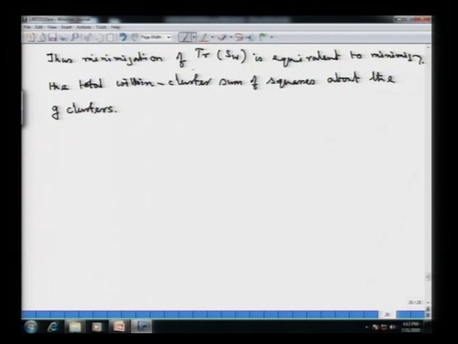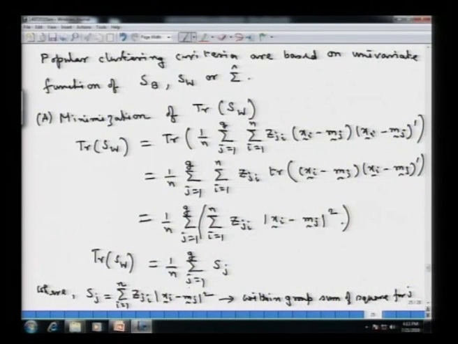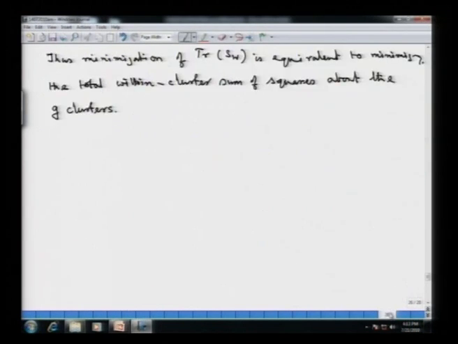So, it is valid that we can take this trace of S_W as one criterion for choosing among possible partitions, among possible clusters in the data, because we are looking at minimizing this quantity, and hence for every cluster j we are minimizing the within group sum of squares for the jth cluster, because it is looking at the deviation from that particular cluster mean, right.